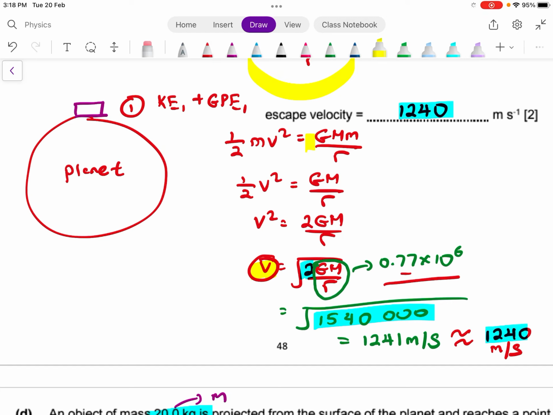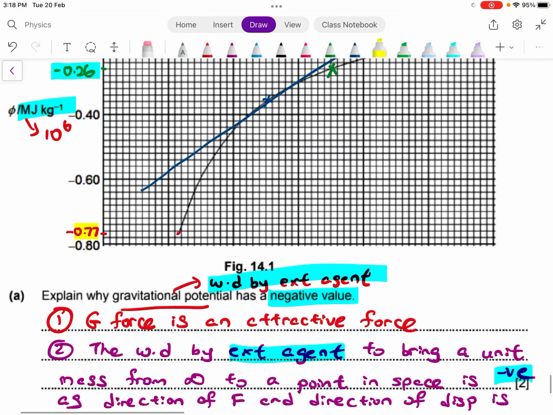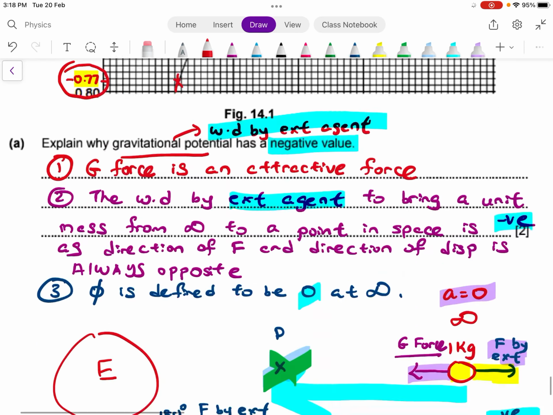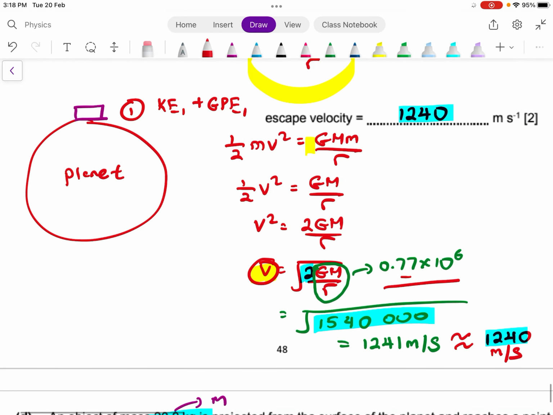And you recognize one thing, that my GM over R is actually your gravitational potential. Since you started out at the surface of the Earth, we go back to the graph. You started at the surface of Earth, so you simply use negative 0.77, because you realize that the graph actually started here. So it's about negative 0.77. Since it's megajoule per kg, just times 10 to the power 6. So you ignore the negative sign, just put the number.